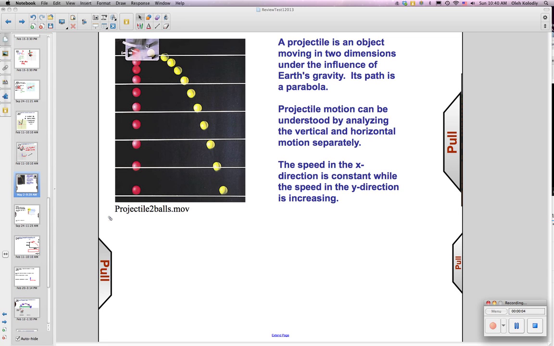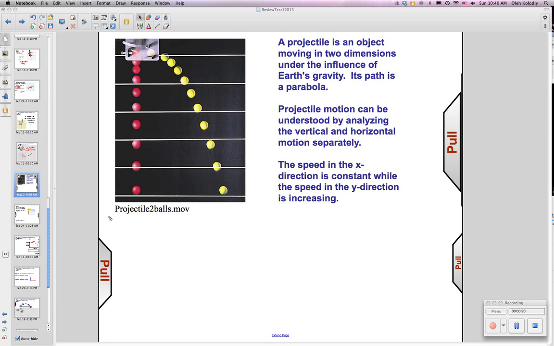We will now look at the case of projectile motion. Projectile motion is an object moving in 2 dimensions under the influence of gravity, and its path is a parabola as shown in this picture. Projectile motion can be analyzed by using vertical and horizontal motion separately.